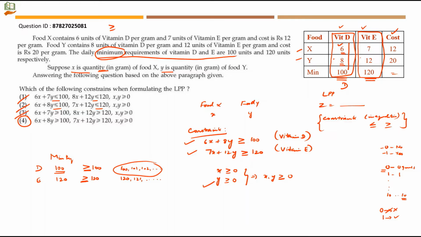In case the question is daily maximum requirement, then the inequality is less than or equal to. Say for example, if maximum is 200, the equation will turn as less than or equal to 200. So when you represent equal to, it is an equation. When it is less than or equal to or greater than or equal to, these are called inequalities.